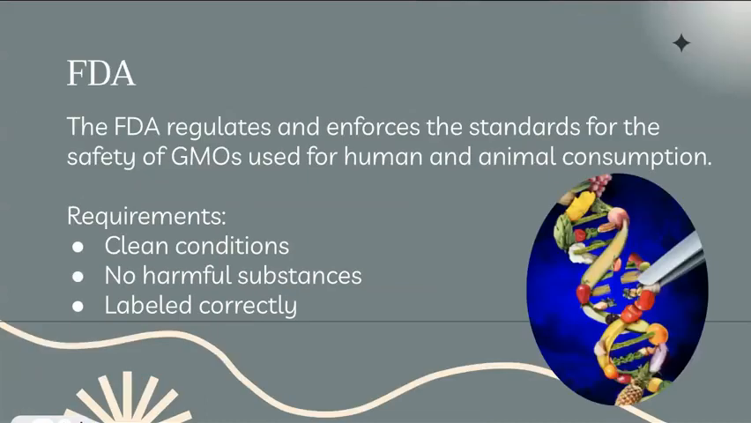So the FDA is an organization that regulates and enforces the standards for the safety of GMOs used for human and animal consumption. So this is the big one that basically just deems whether the GMO in question is safe. The FDA's requirements for a safe GMO product are that it must be created in clean conditions, must not use any harmful substances, and it must be labeled correctly.